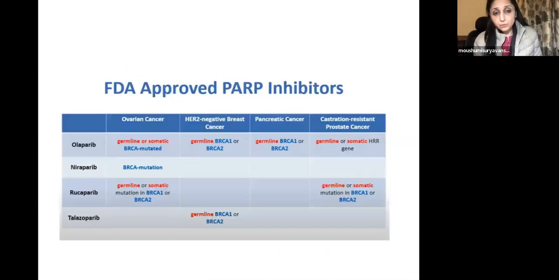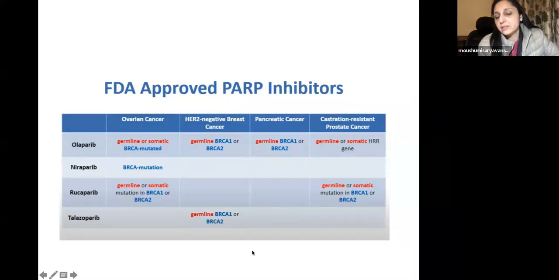So presently, there is FDA approval for PARP inhibitors. For ovarian cancer, it is germline or somatic BRCA mutated. And these are the different generations of PARP inhibitors: olaparib, niraparib, rucaparib, and talazoparib. In ovarian cancer, the first three, olaparib, niraparib, and rucaparib, are approved, and they're approved for germline and somatic BRCA1 and BRCA2 mutations. And in HER2 negative, triple negative breast cancer, olaparib is approved for BRCA1 and BRCA2, and talazoparib is approved.